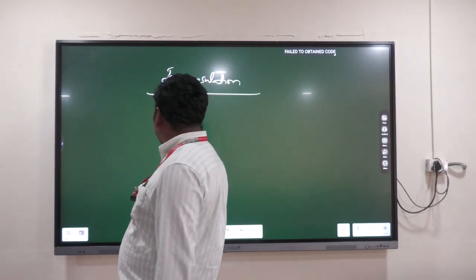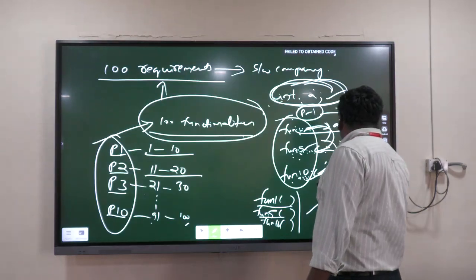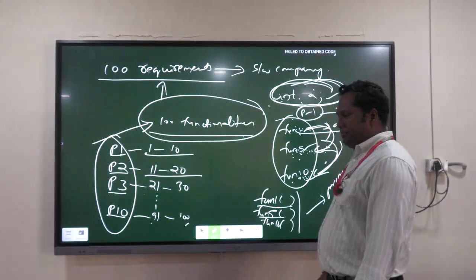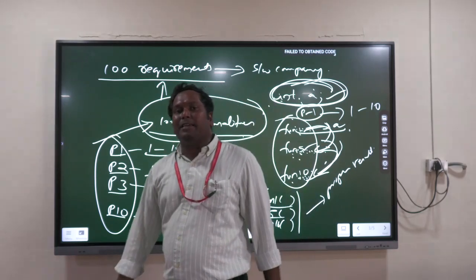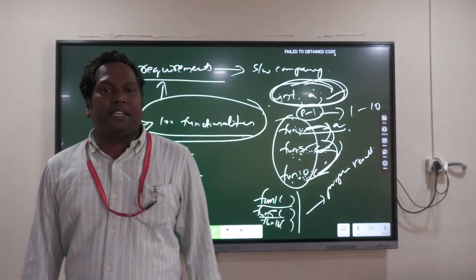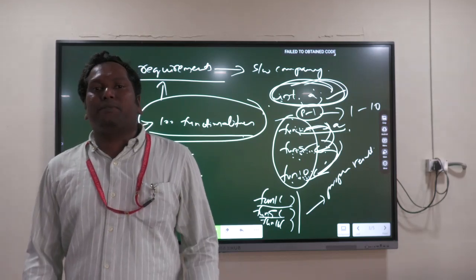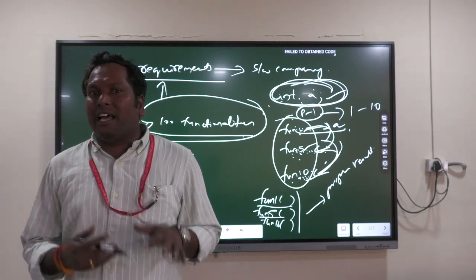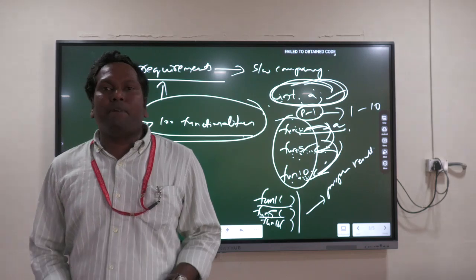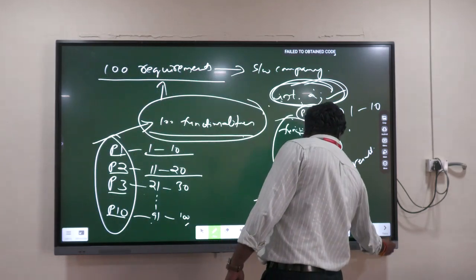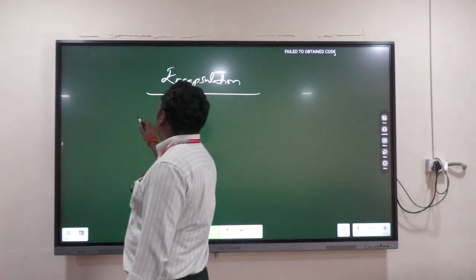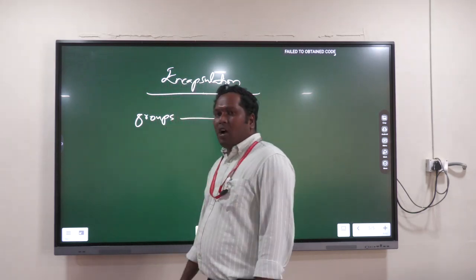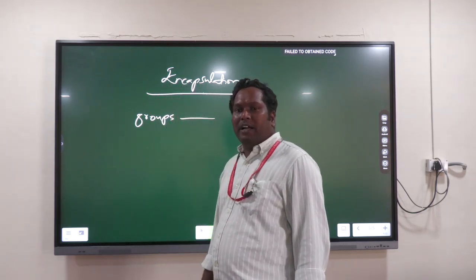So what are we going to do? Based upon the relationships existing between the data members and the methods, the relationships are going to be identified by the programmer or developer, and based upon the number of relationships, a number of groups are going to be formed by the programmer.